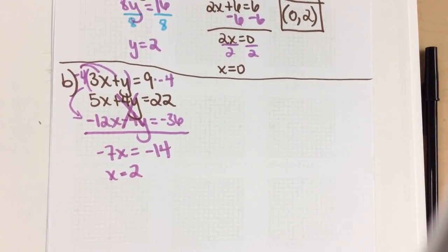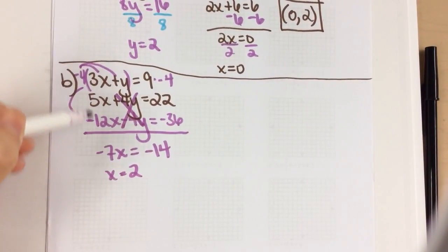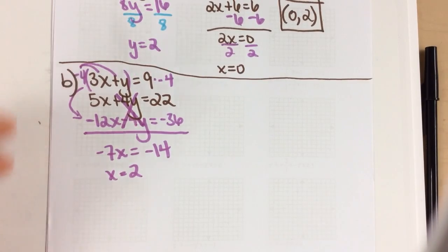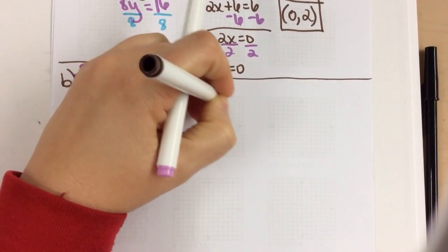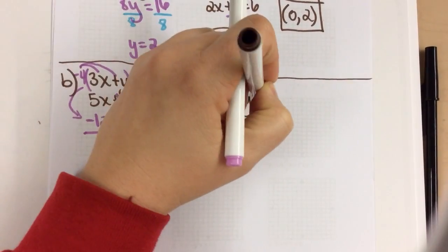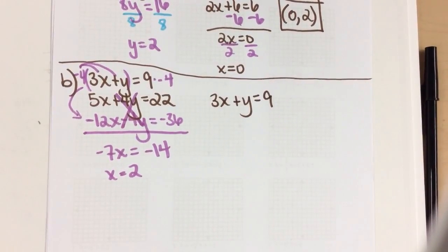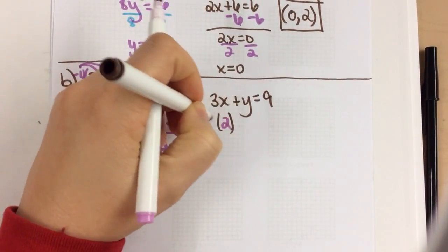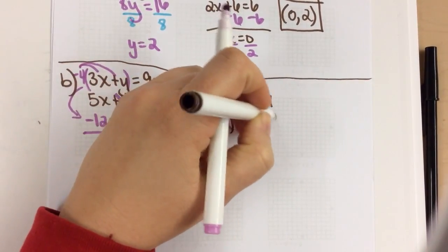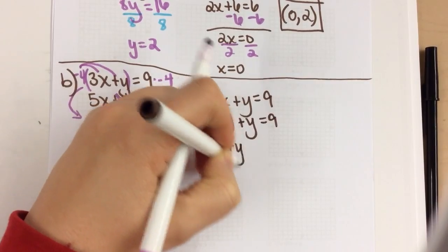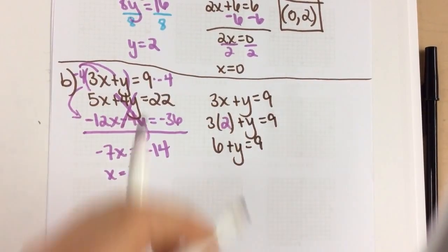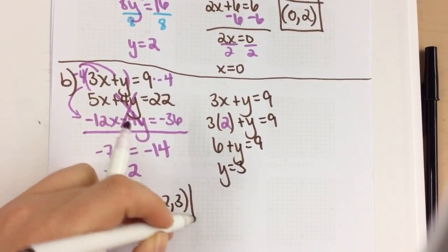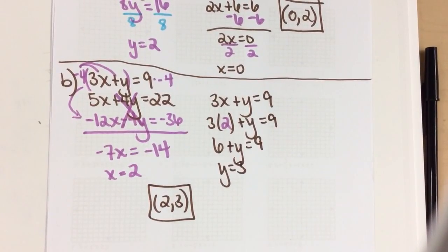And just like always, we need to plug it back in. I can go anywhere that there's an x and a y. This looks like it's got the smallest numbers. So I'm going to take that first equation again, the original equation before I did anything to it. I'm going to replace the x with a 2. Everything around it stays the same. I'm going to subtract 6 from both sides, and I get y equals 3. So x comma y is my answer.